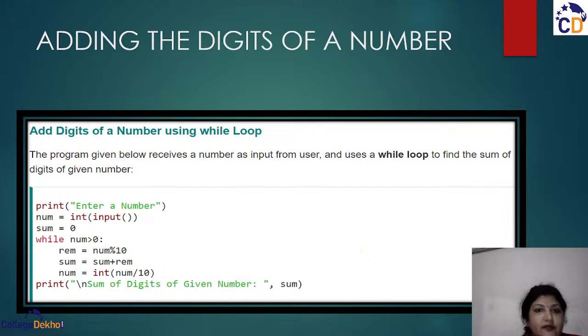So how to add them? Like 45 is the number. If I take from the user 4 plus 5, it should be 9. So let us see how it works with the help of a while loop. You take the input and you want one variable, that is sum, which you initialize with 0. Now if the number you have taken from the user is greater than 0, the loop begins. Now when the loop begins, how does it work?